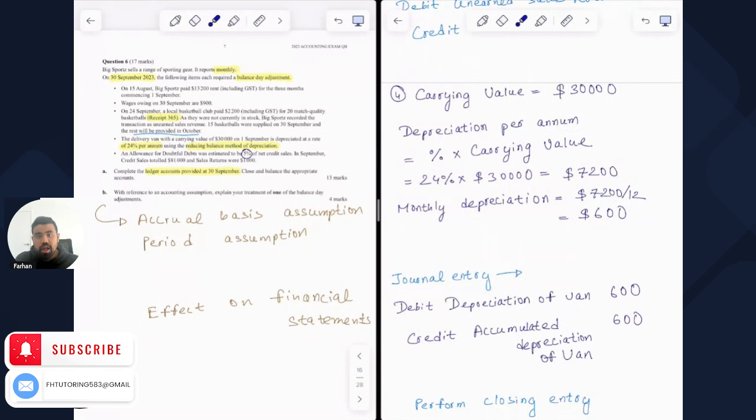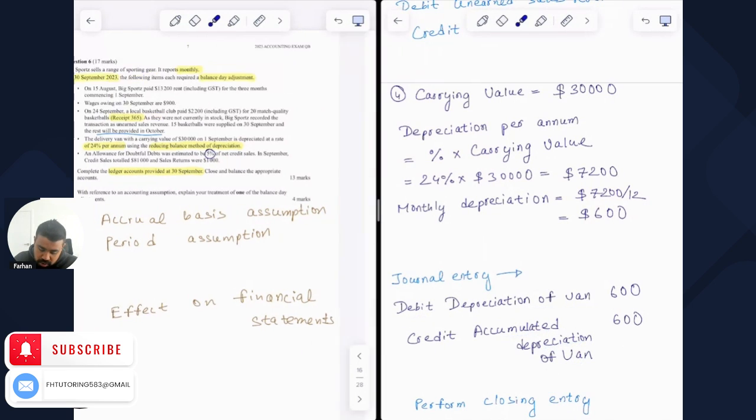So if you were to journalize this as a balance day adjustment, you would debit depreciation of van by 600, which refers to expenses incurred by the business through the consumption of the economic benefit that comes with the non-current asset, the delivery van. And then we credit accumulated depreciation of van by 600 because this is a contra asset account which records the reduction in economic benefit of the relevant asset, which in this case is the delivery van. So how do we record this within the ledger?